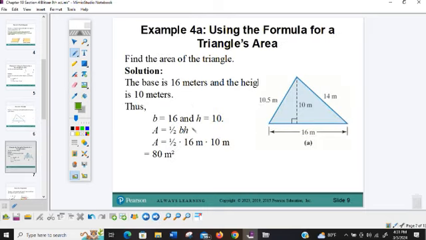We need 1/2 times the base is 16, so we're using this number, and the height, the perpendicular height is 10. So we don't need these other two numbers. Be careful, they're going to give you stuff you don't need. You got to pick out what you need. So I'm going to do 1/2 times 16 meters on bottom times a height of 10 meters, and when I multiply that out, that is going to get me 80 square meters, or meters squared.